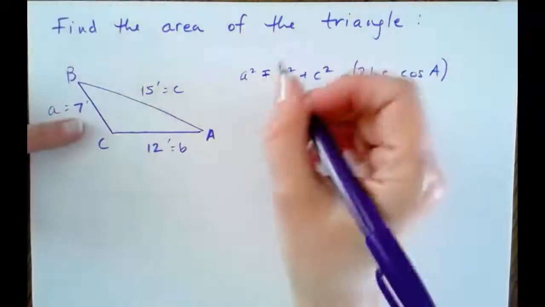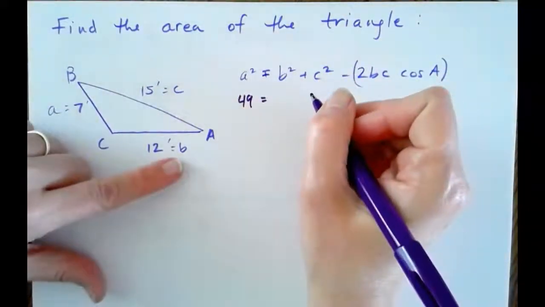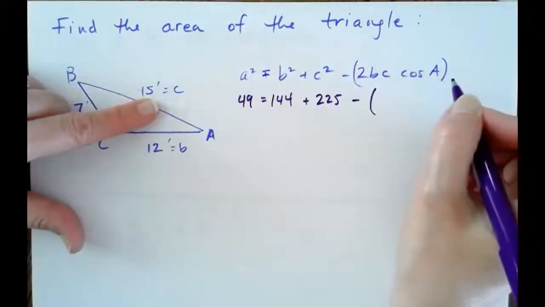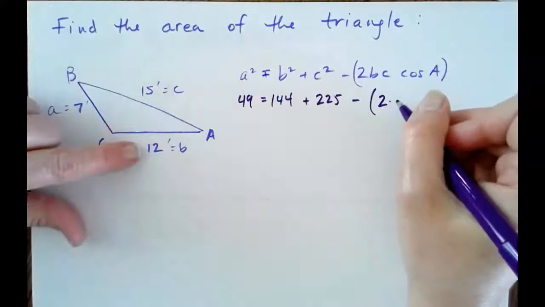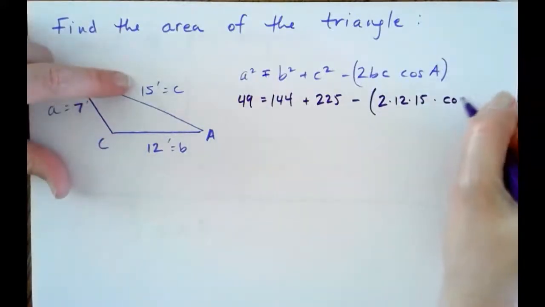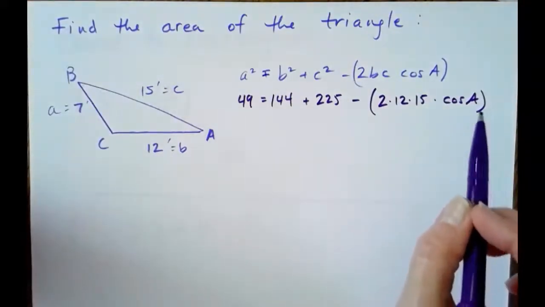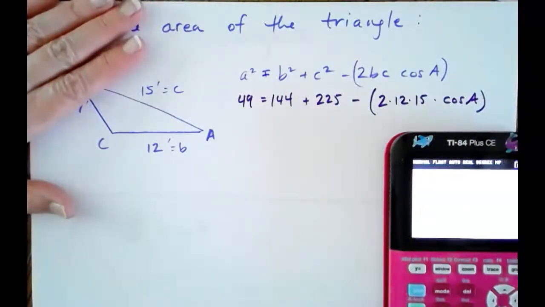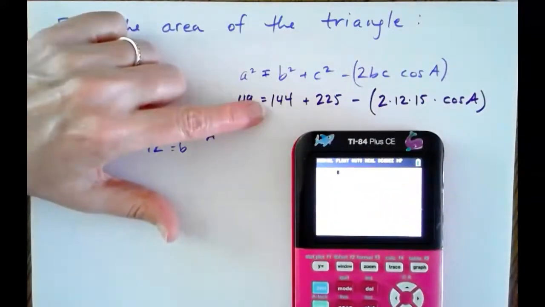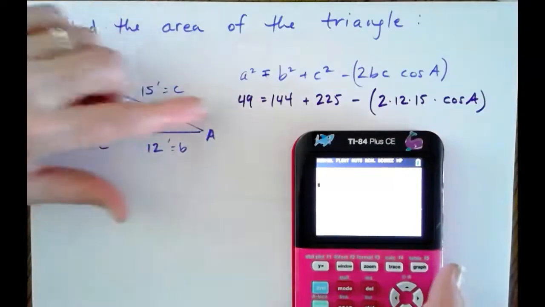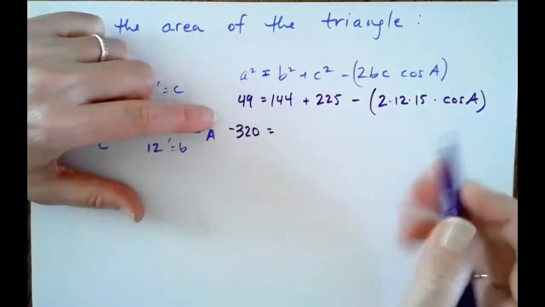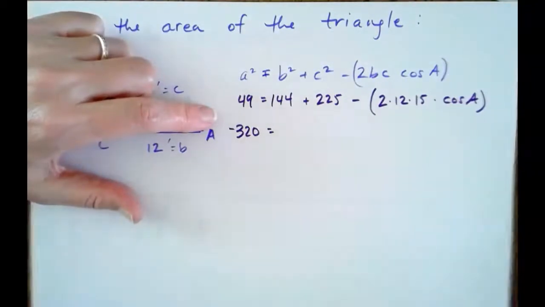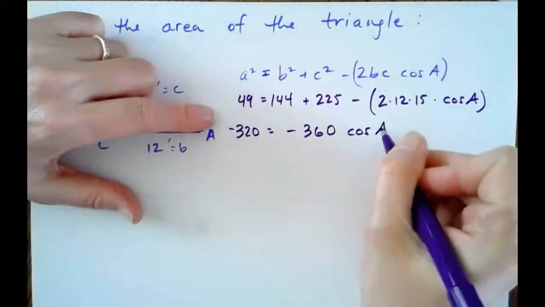So let's plug in what we know. So a is 7, so 49 equals b squared, which is 144, plus c squared, which is 225, minus, and my helpful hint is to use parentheses, so 2 times b times c times cosine A. So obviously, since we're trying to determine an angle, we're going to be using an inverse cosine here. So let's follow order of operations and combine some like terms. So 49 minus 144 minus 225 is going to give us negative 320 on the left. And on the right is 2 times 12 times 15. So that is 24 times 15. That's 360. So minus 360 cosine A.